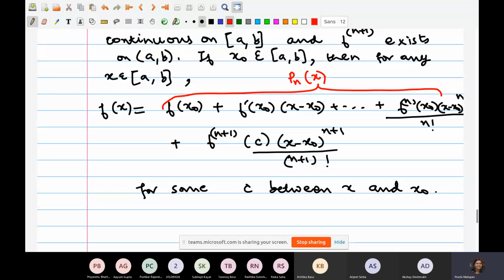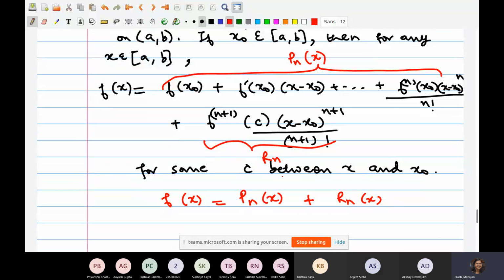Now, what have I done here? We have written the function f as a polynomial plus another function Rn. So this is the Rn, and it is called the remainder term. This is the derivative form, or the Lagrange form, of the remainder. Now this remainder term involves this c, which is unknown.